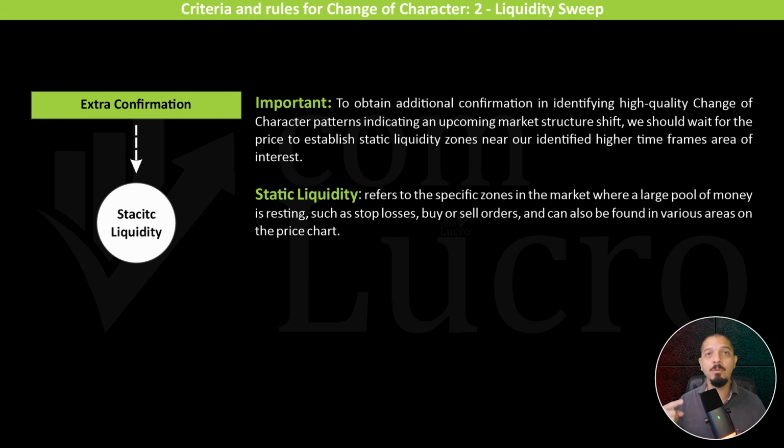Now, let's move into the next confluence criterion for identifying change of character with high probabilities: liquidity sweep. To obtain additional confirmation in identifying high-quality change of character patterns indicating an upcoming market structure shift, we should wait for the price to establish static liquidity zones near our identified higher time frame area of interest.